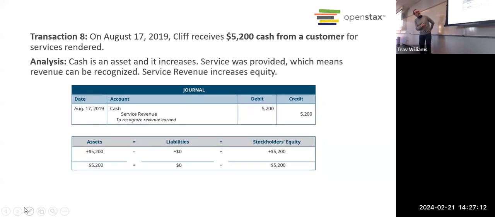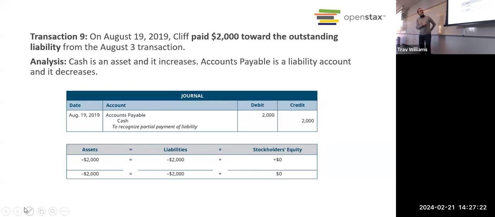All right, and then they get cash from a customer for work that they did. Cash goes up. And again, it's more revenue because they did the work, causing equity to go up. They paid down a debt that they have, so their liability goes down. It was an account payable, meaning it was a debt to a supplier. And they used cash, so cash goes down.